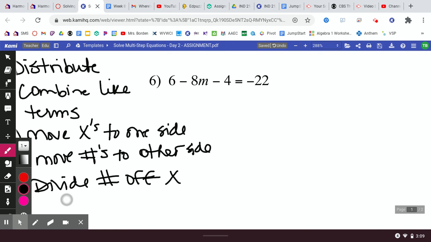All right, looking at number 6, again, thinking of the whole steps here, there's nothing to distribute because there's no parentheses. So the next step is to combine like terms. I have this 6 and this -4 that are both numbers, and I can combine numbers. So the -8m I'm not messing with.